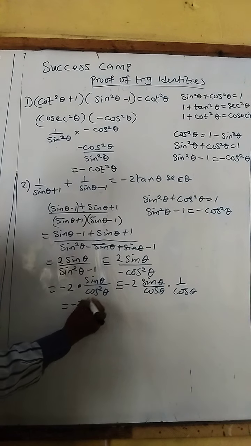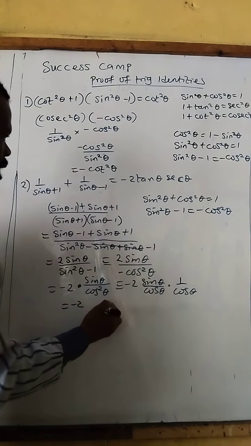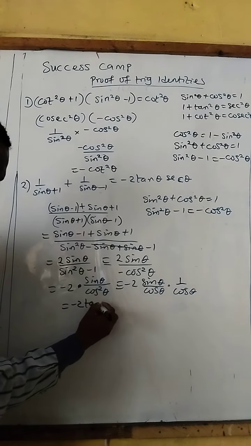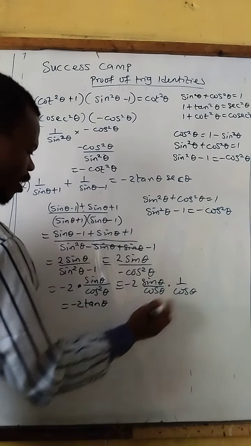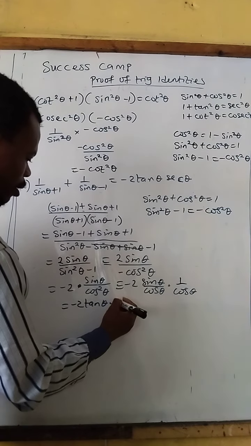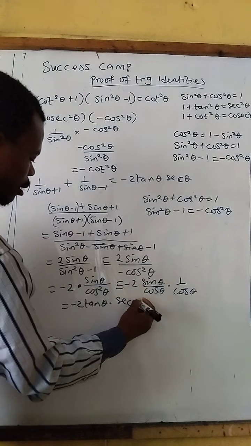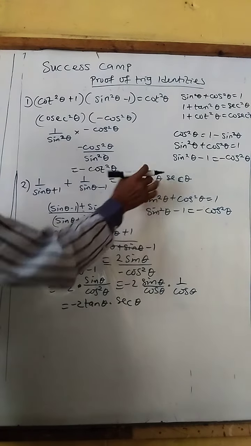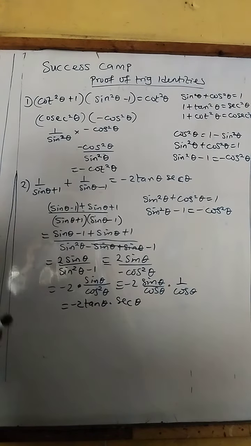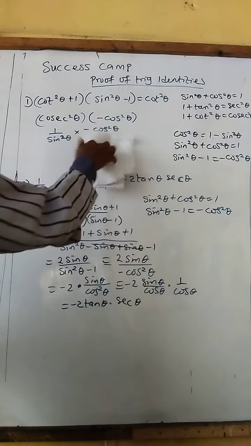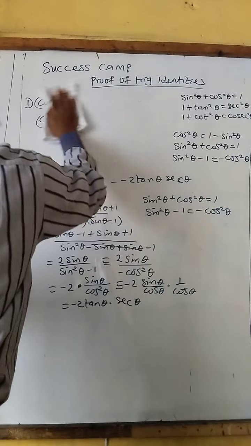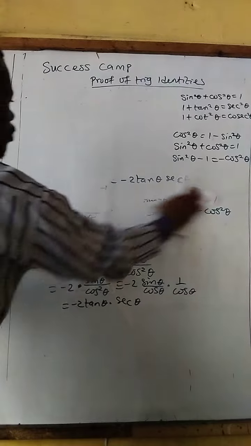So minus 2 sine theta over cos theta is what? Tan theta. 1 over cos theta is sec theta. We have been able to prove this, and that is that. So move to the next one in quick time.